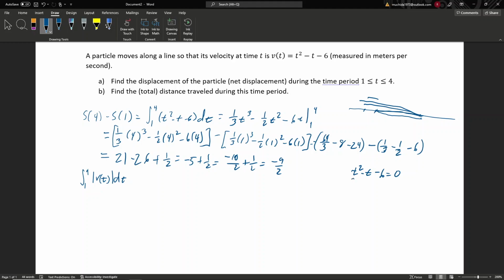And let's see, this one's factorable, so that'd be t minus 3 times t plus 2. So that'd be at t being positive 3 and t equal to negative 2. Since we're worried about t being between 1 and 4, it crosses at 3, so it goes from 1 to 3, either always positive or always negative, and then it switches from 3 to 4.